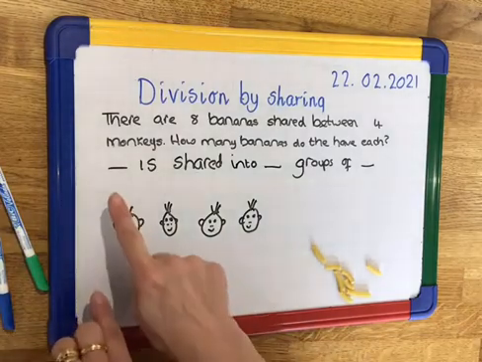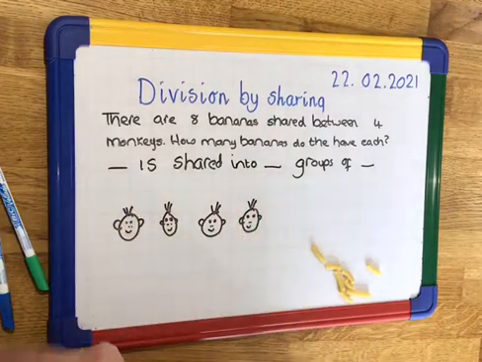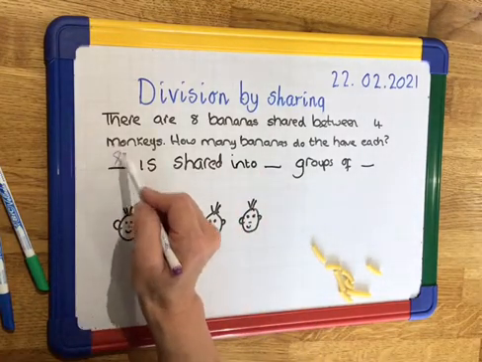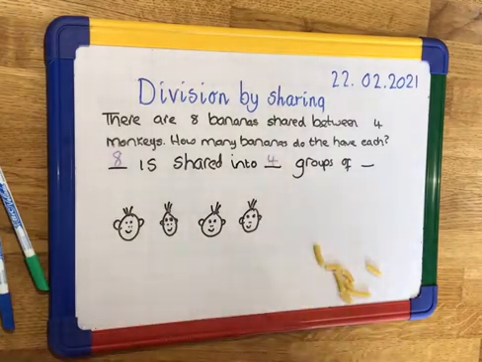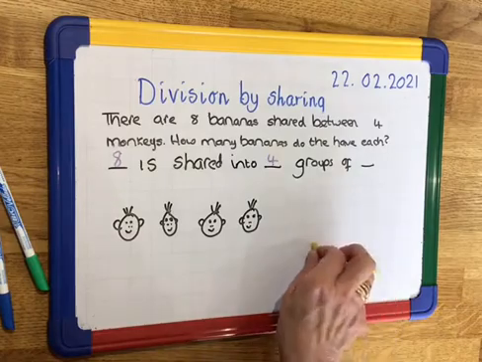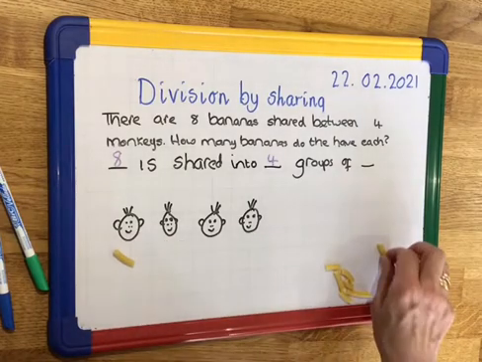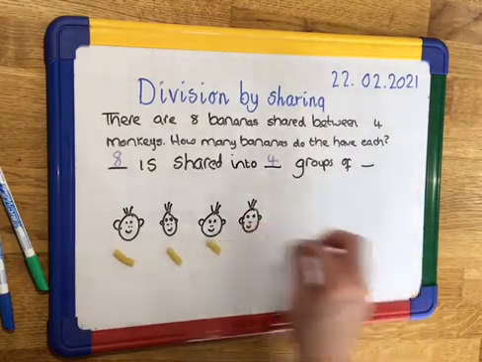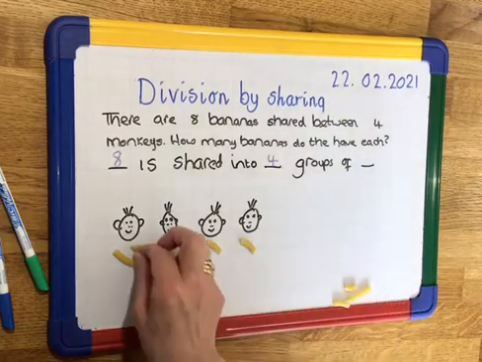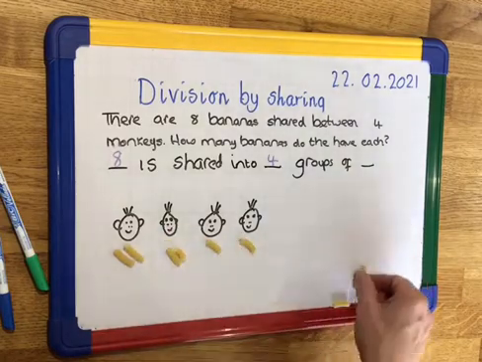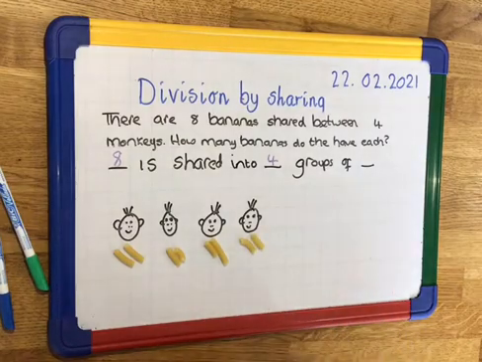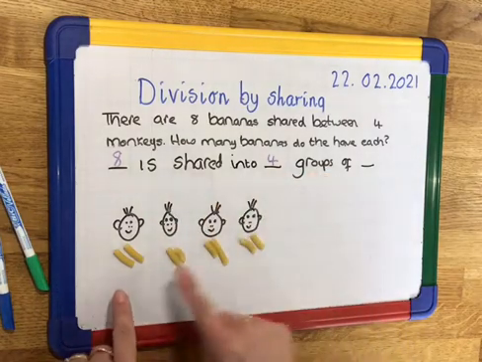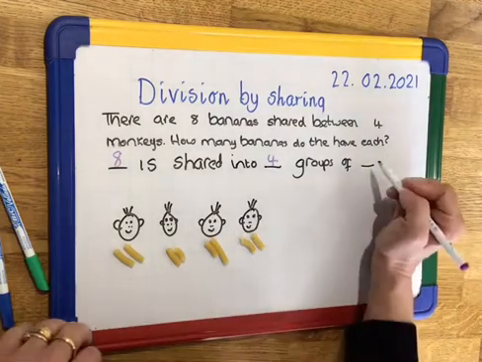So I know I've got 8, and they're going to be shared into 4 groups because I've got 4 monkeys. I wonder how many they're going to get each. Let's do the sharing by giving them 1 each until I run out and I've used them all up. Okay, I've got equal groups. So 8 is shared into 4 groups and they've got 2 each.